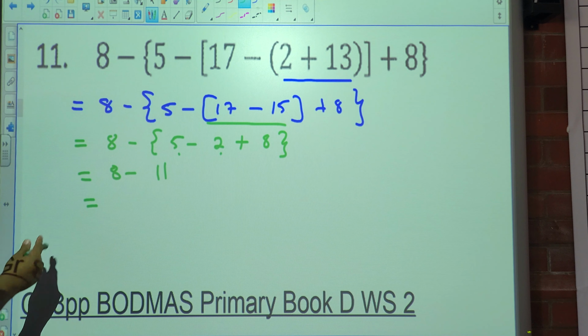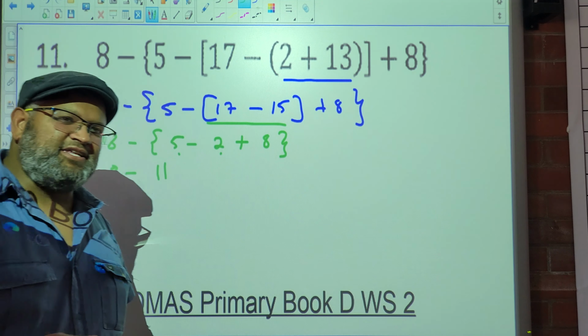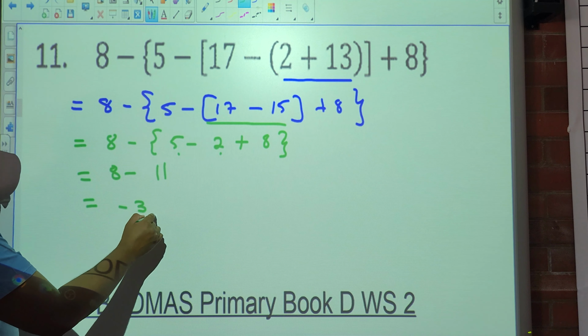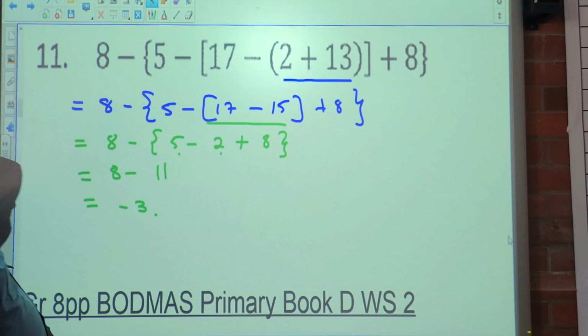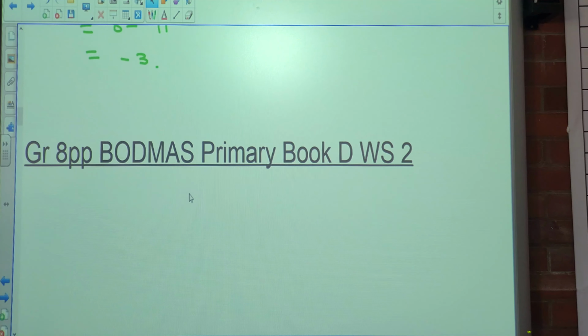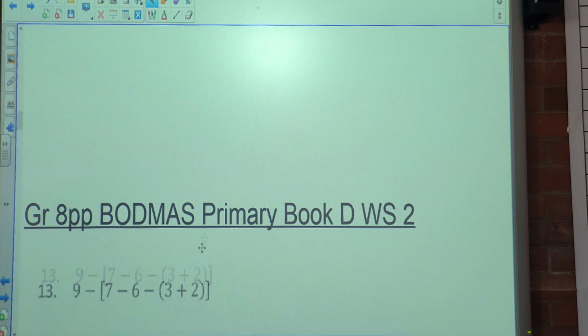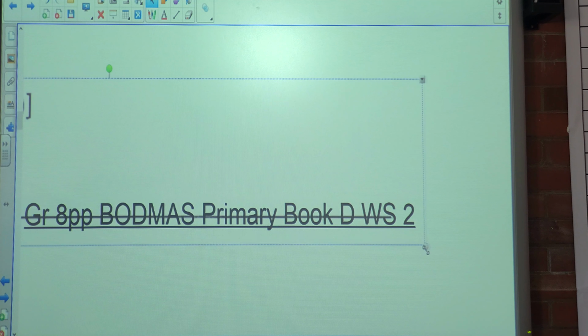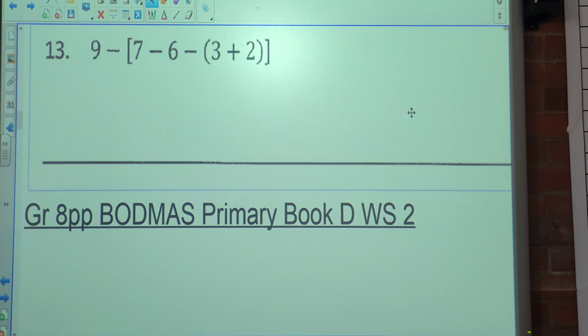Okay, some of you were exposed to integers last year. And what is 8 minus 11? Nice. Okay. But for those of you who are confused, don't worry much about that. We're still going to do a whole topic called integers. But for now, it's negative 3. You won't get something like that in your first exam, okay? With negative numbers. So we're doing that only in term 2.